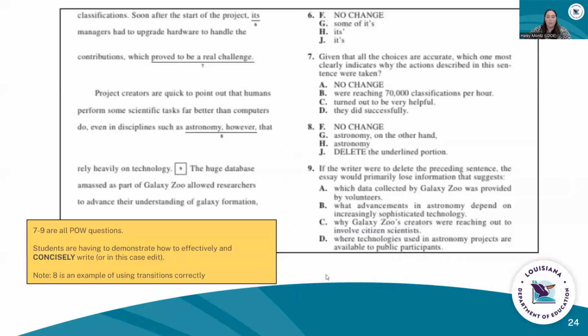And then lastly, questions 7 through 9, those are all production and writing questions talking about how to effectively and concisely write and/or edit. Number 8 is an example of using transitions correctly, but it's all about being able to make sure that the kids are being concise with the messaging that they're trying to get across in their writing, or in the case of ACT, when they're editing someone else's writing.